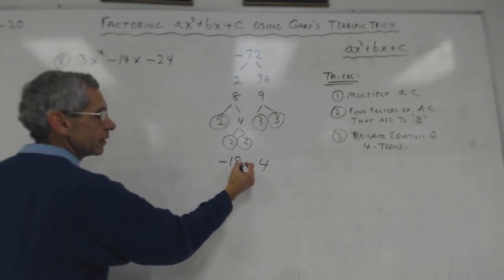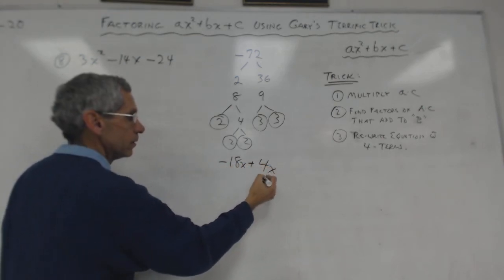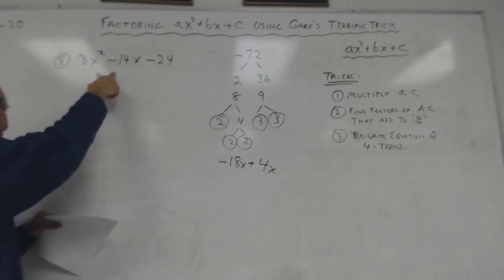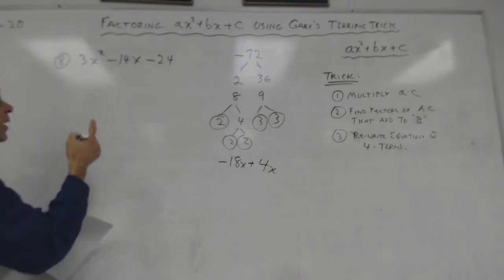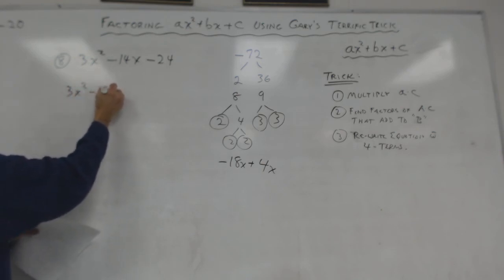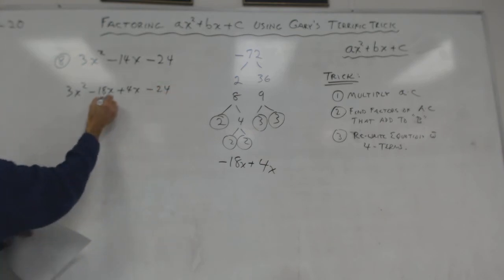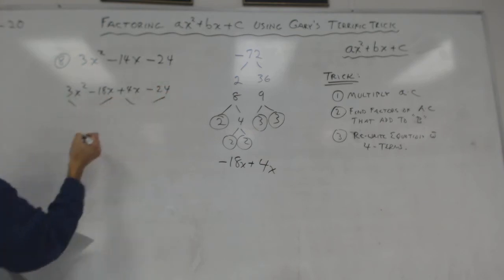All right, so immediately I've got 18x plus 4x, right? And you guys agree with me that's negative 14x? All right, so here we go. We've got 3x squared minus 18x plus 4x minus 24. Okay, I'm going to do my factor by grouping.